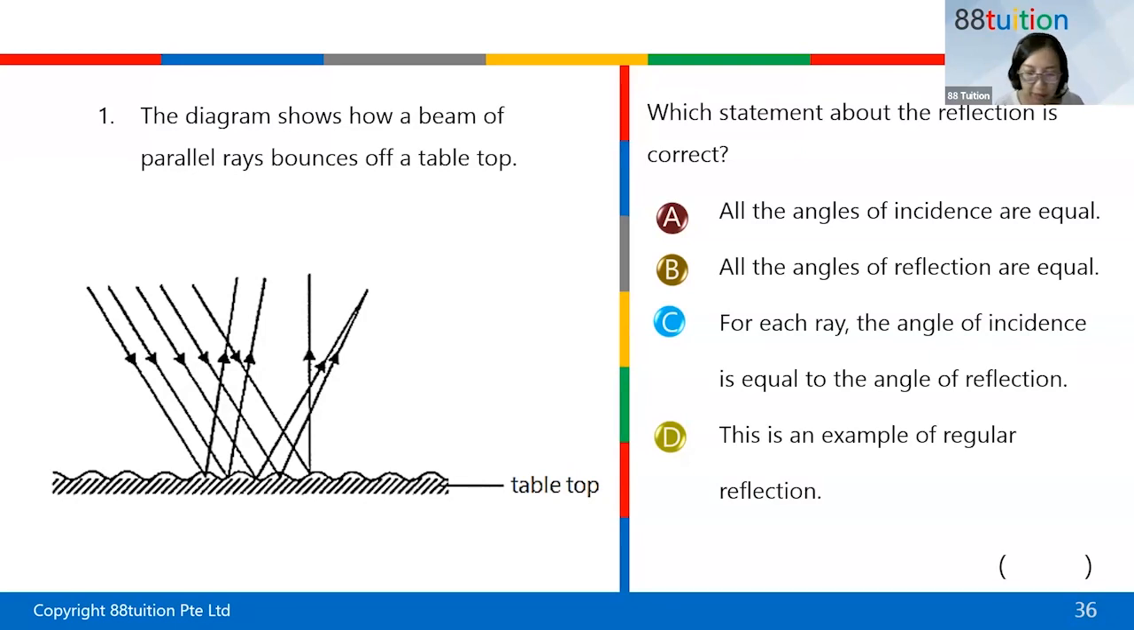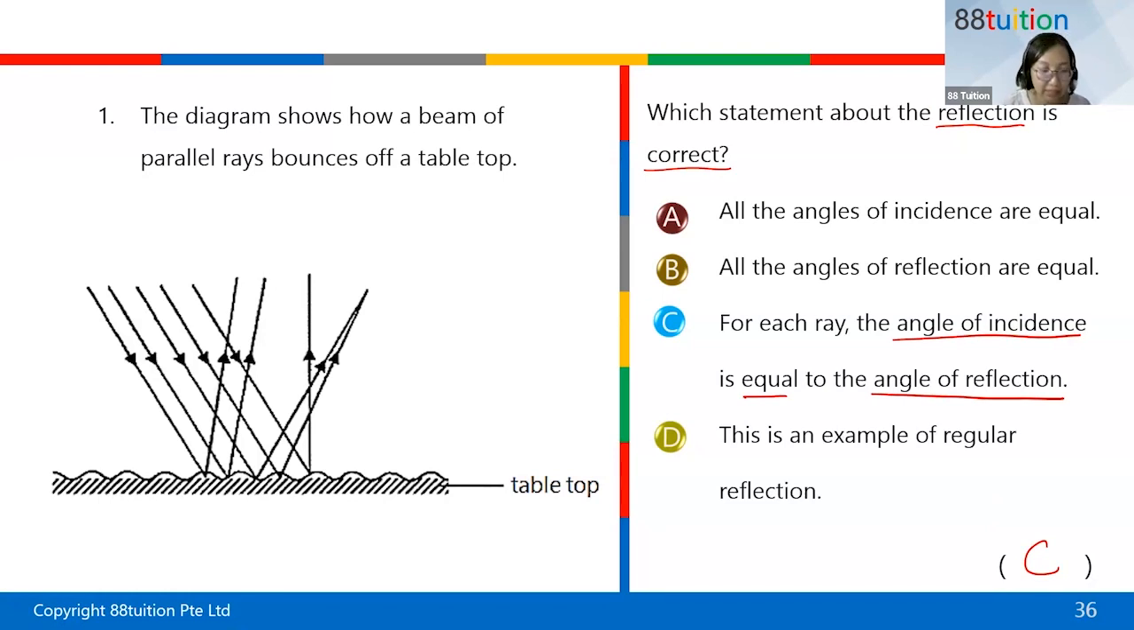Okay, so for question 1, which statement about reflection is correct? This is quite simple. Angle of incidence is equal to angle of reflection. Those easy ones, I will not spend too much time. This is just the law of reflection. But anyway, can you tell me what kind of reflection is shown in this picture?